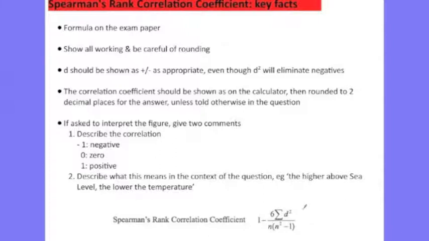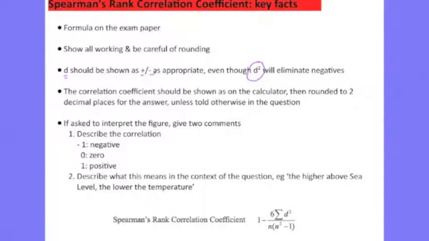And you need to show all your working. Be careful of rounding, try and keep your numbers as accurate as possible. And when you're calculating D, the difference between your two ranked pieces of data, you should show if it's add or subtract, whether it's a positive or negative number, even though when you square it, all the negatives will be eliminated. So try and keep these accurate when doing the difference. And we'll have a look at one of those in a moment.